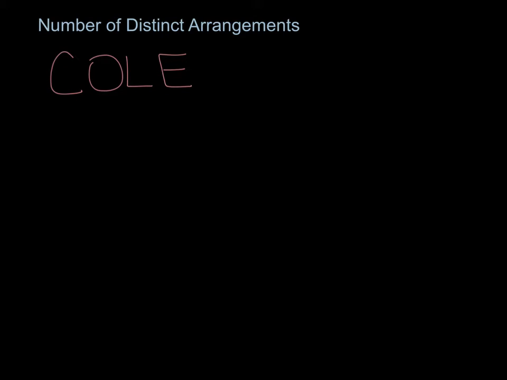Okay, so here's a problem we see come up pretty frequently. How many distinct arrangements can be made from, and they'll give you a word. Now, we're going to start with something easy. We're going to start with coal. What they mean by the number of distinct arrangements is that I can rearrange this word, this name.